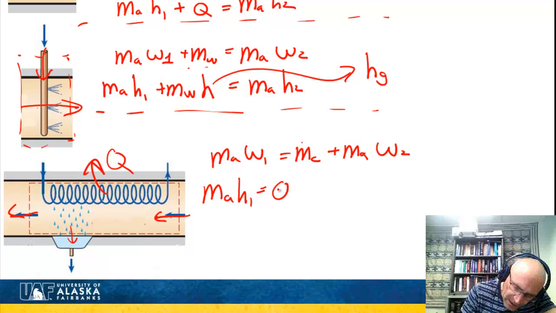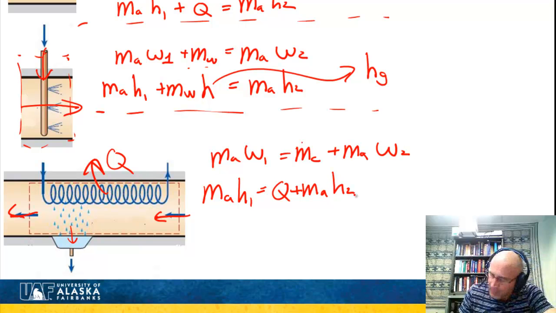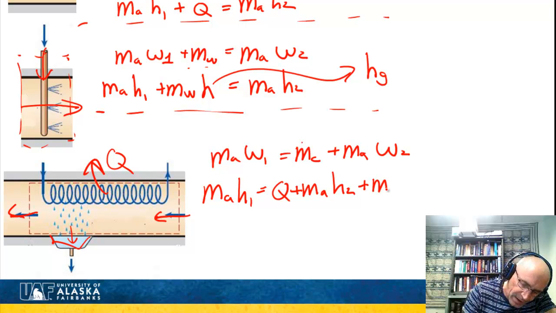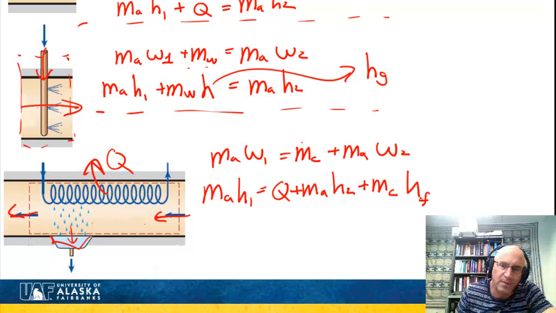And so I'm going to go ahead and have the heat that's being removed, and again the mass flow rate times the enthalpy that's leaving. And then I also have to account for the fact that I've got water dripping out over here. So I've got my mass flow rate of condensate times its enthalpy. Often that's going to be H sub F. It's going to be a saturated liquid.